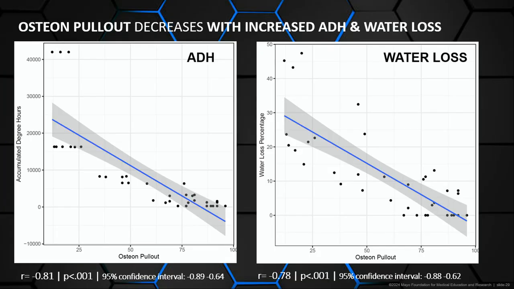So just taking a look at these, as the postmortem interval increases, as water loss increases, we're going to see a decrease in that osteon pullout. So osteon pullout is a signature of elastic bone, as we would expect. Those 3 little dots that are always up there, guess which ones? 40,000 ADH.